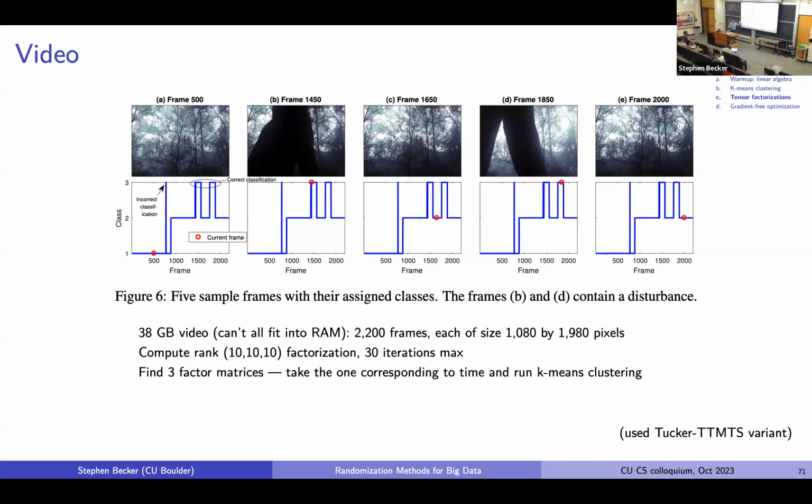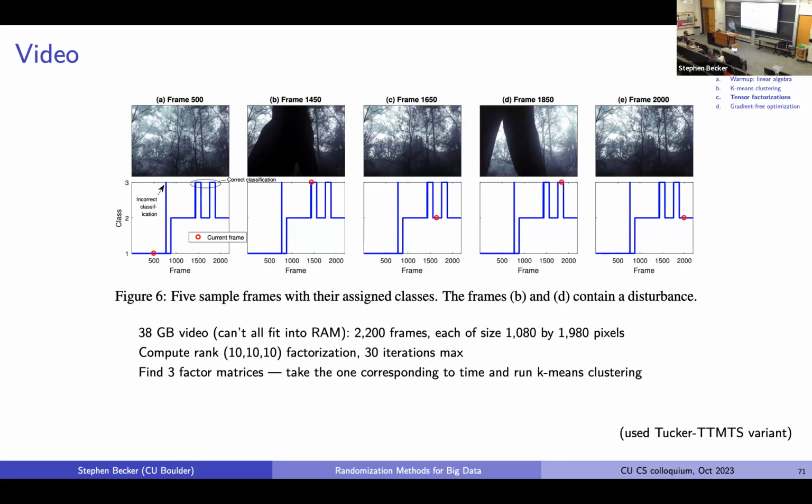How did he do this? He did a tensor factorization where he took this giant film, which is a three-way tensor, space X, space Y by time, very large, 38 gigabytes, and did a Tucker factorization using our technique. It was rank 10. So now he has something of time by 10. That's fairly small by machine learning standards. You can do clustering, and this is what he got there.